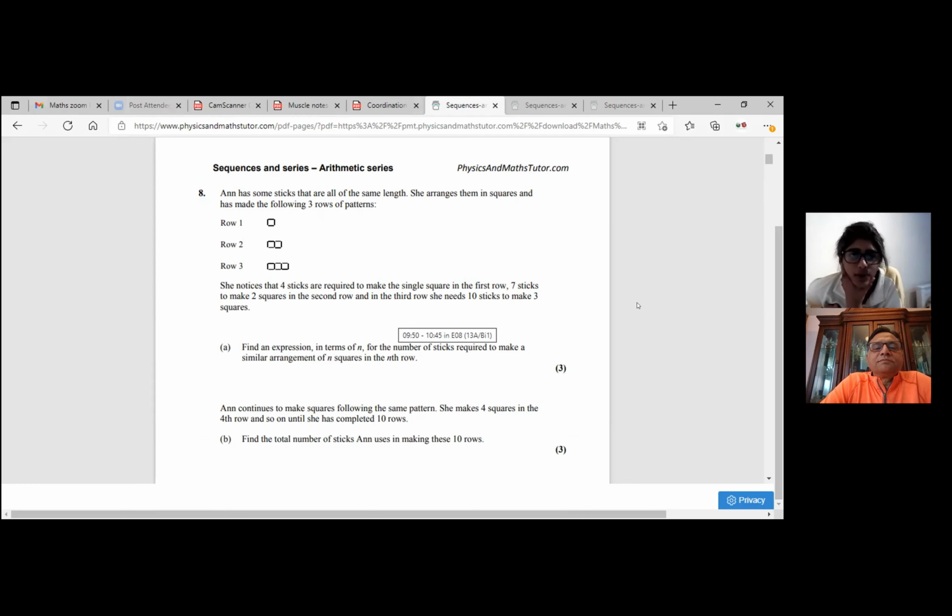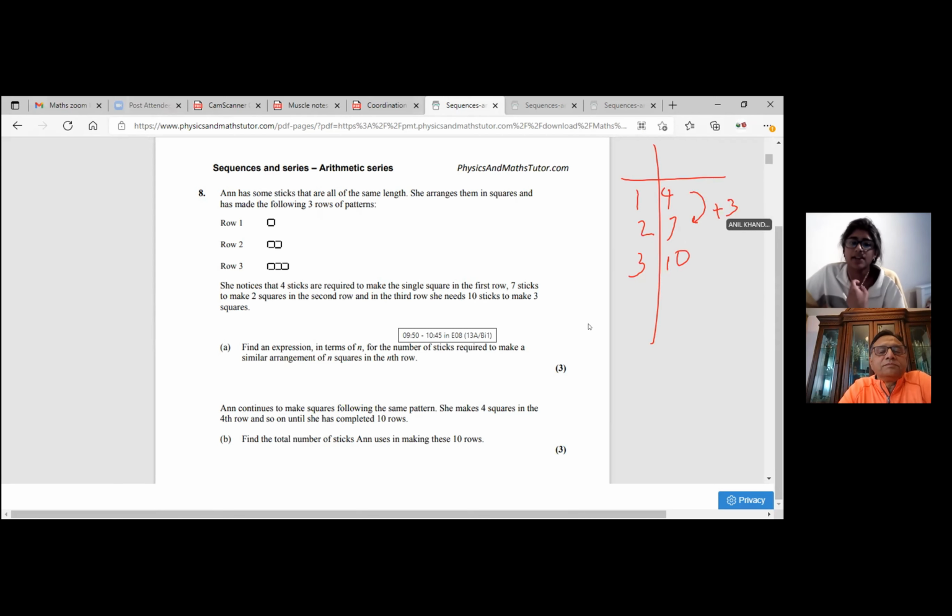She arranges them in squares and has made the following 3 rows of patterns, row 1, 2, and 3. She notices that 4 sticks are required to make the single square in the first row, 7 sticks to make the 2 squares in the second row, and in the third row, she needs 10 sticks to make 3. Okay, so it's plus 3. Find an expression in terms of n for the number of sticks required to make a similar arrangement of n squares in the nth row.